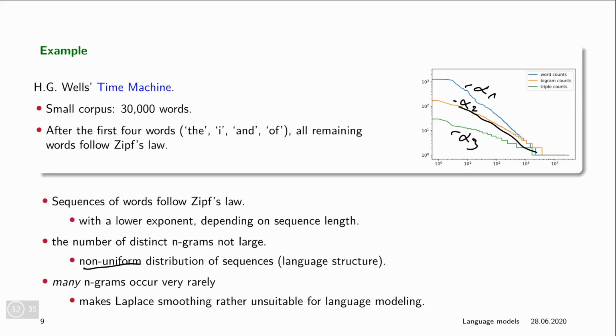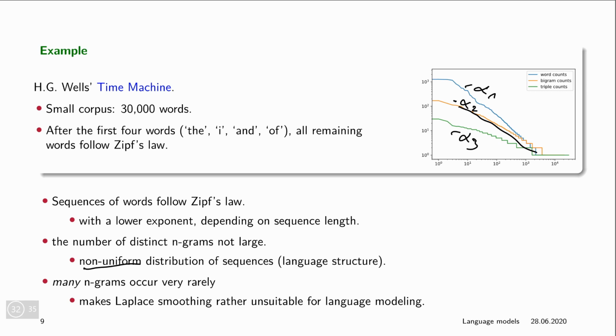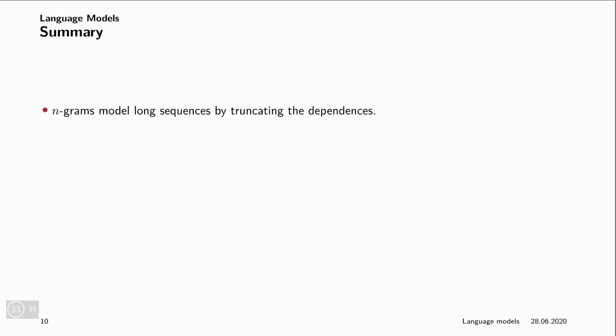The other thing is, again, many n-grams occur extremely rarely, which makes these smoothing approaches again unsuitable because they would highly overestimate the frequencies for these rare words. So this gives us a lot of motivation to look at different approaches for modeling languages, which will be the recurrent neural network. Let's summarize.